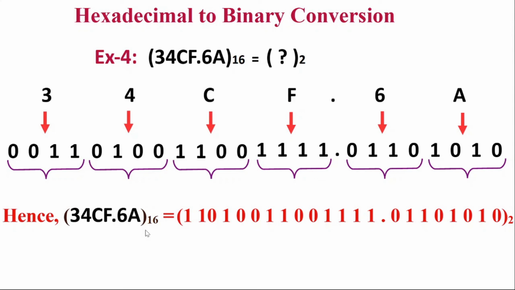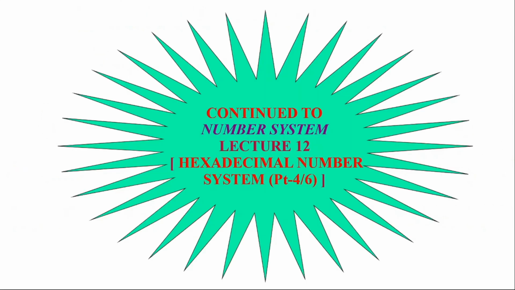This is in brief about the hexadecimal to binary conversions. For details about the rest conversions in hexadecimal system, we have to continue to number system lecture 12.